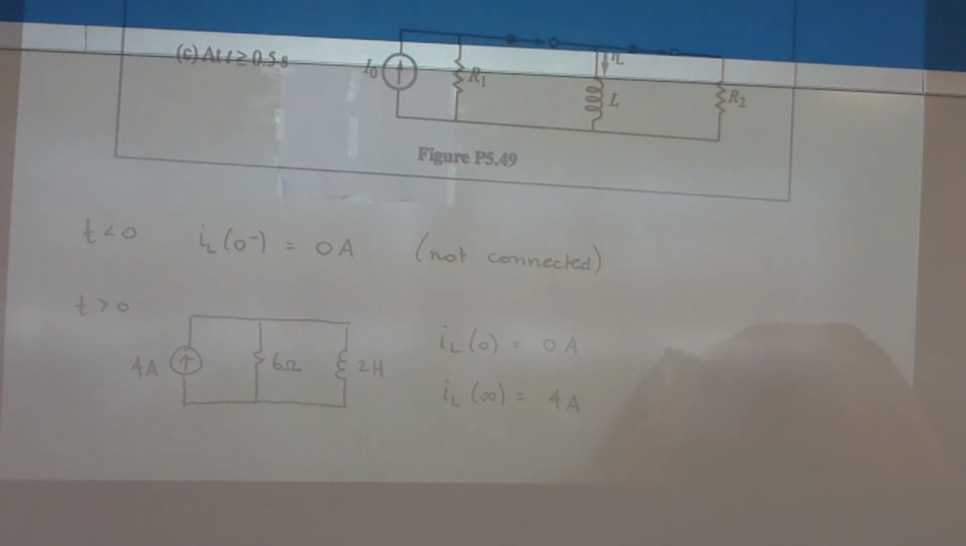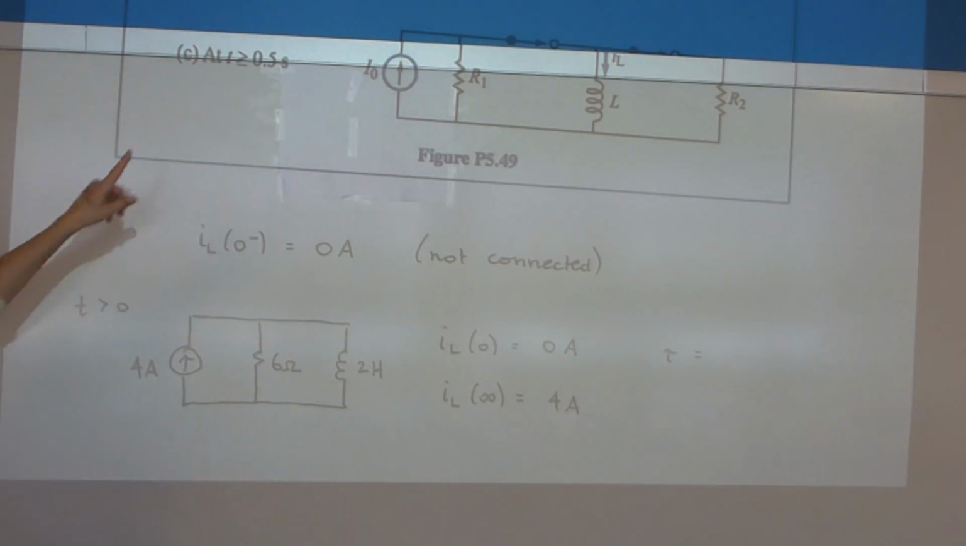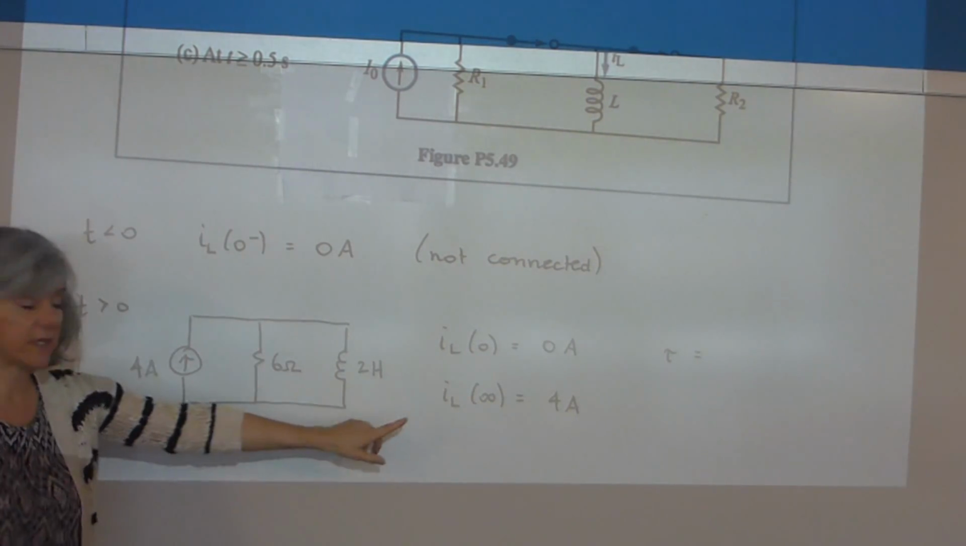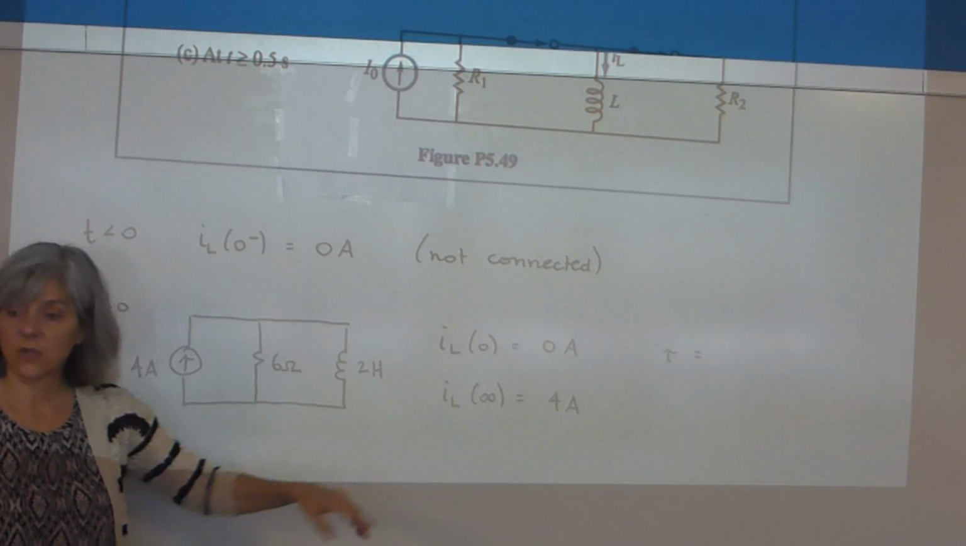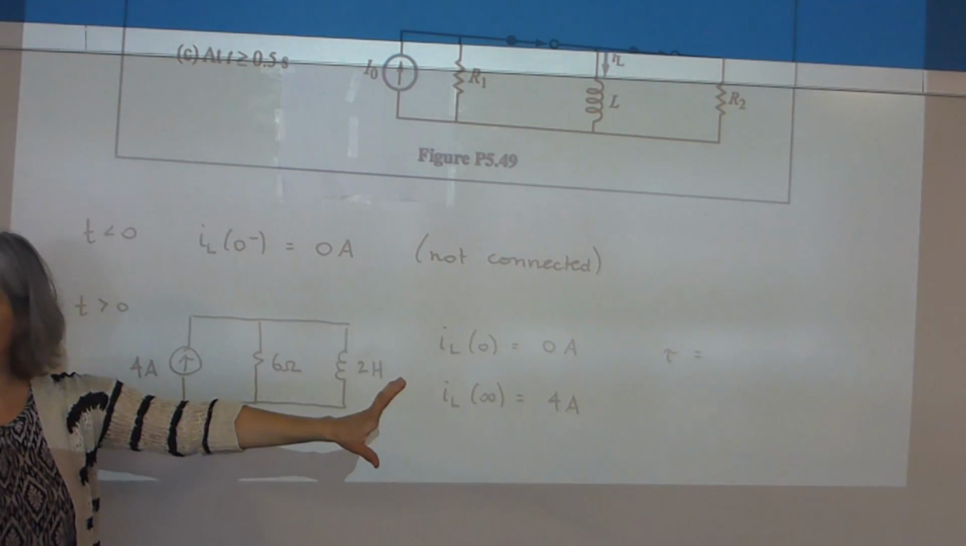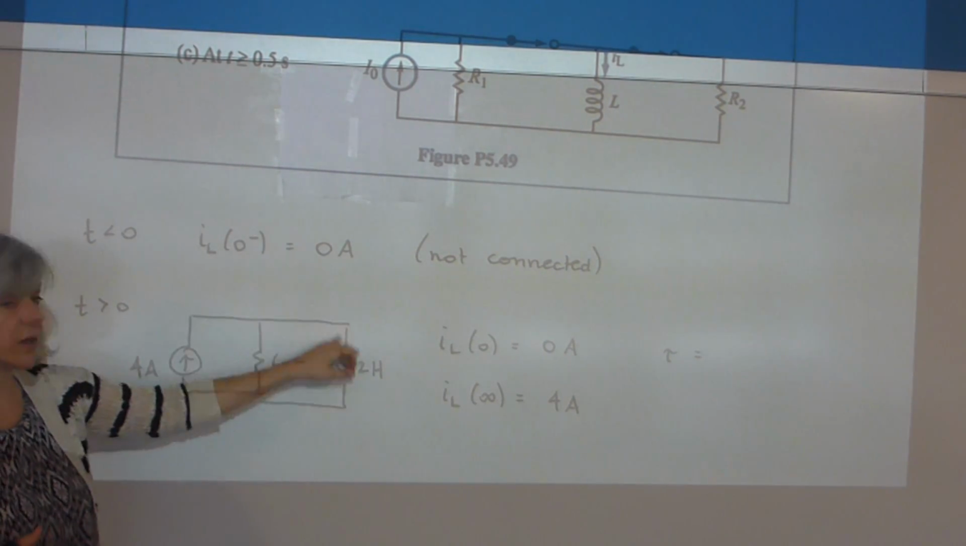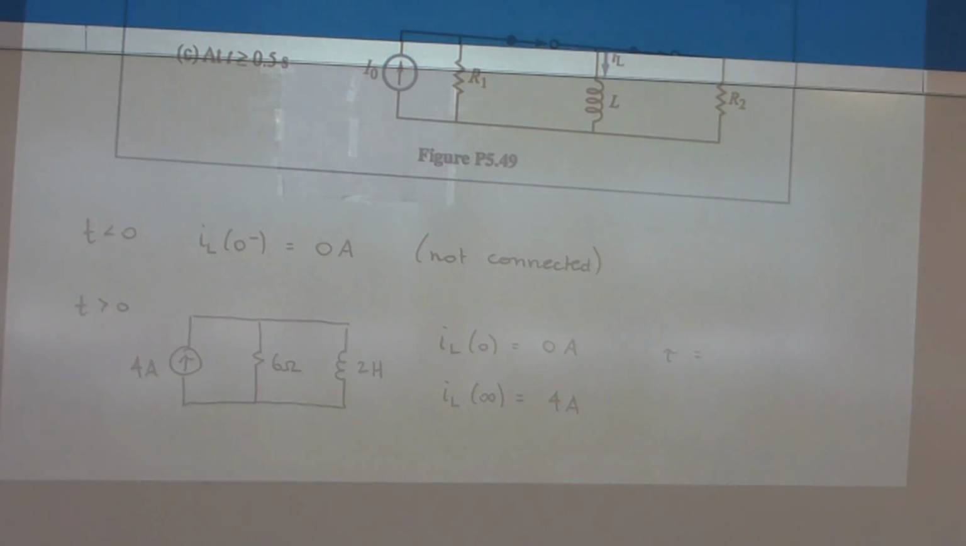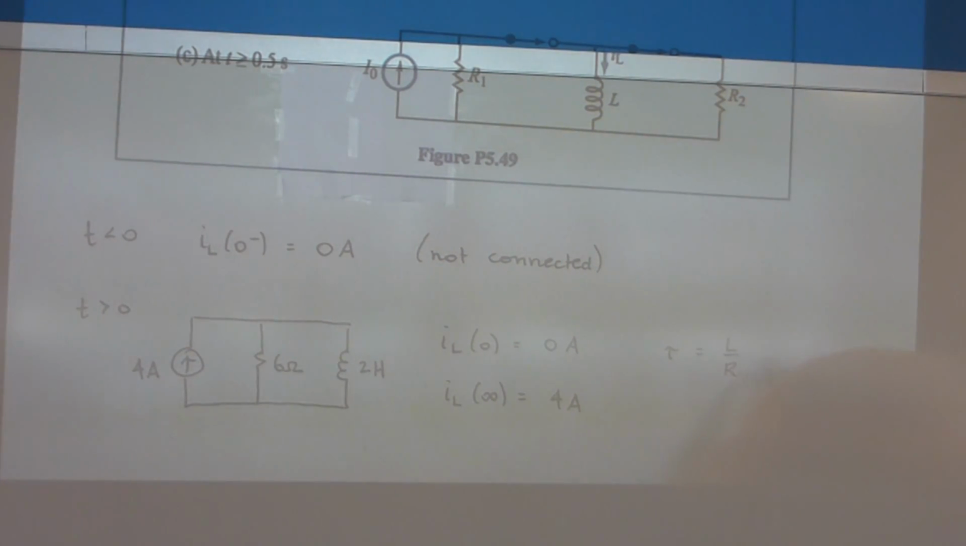Sorry, so when it's closed for a long time? When this switch, the one that's closed at t equals 0, we're going to assume it's in place a long time. So if we can let it run until everything stopped, then eventually all the current would be going through the inductor. All right, so tau is L over R, so that's 2 over 6.